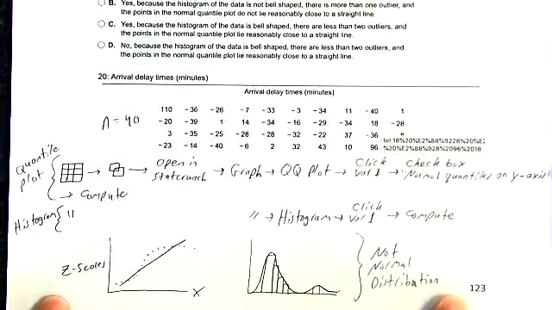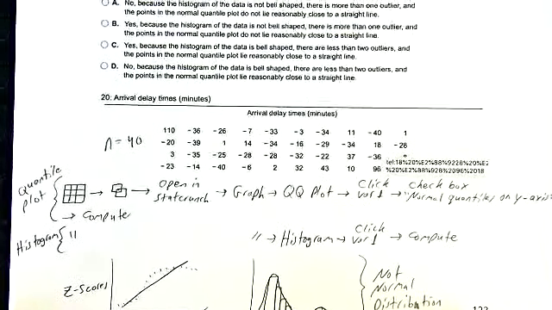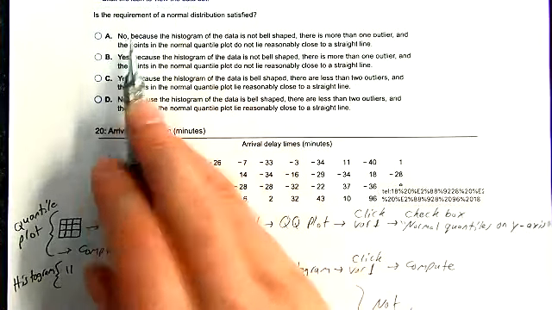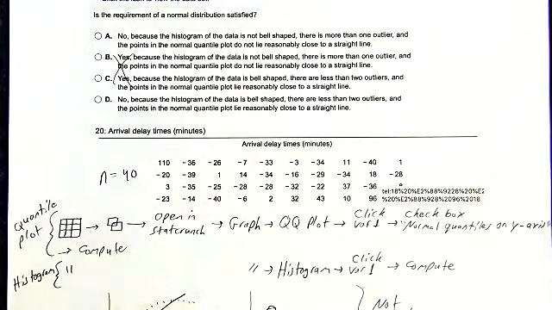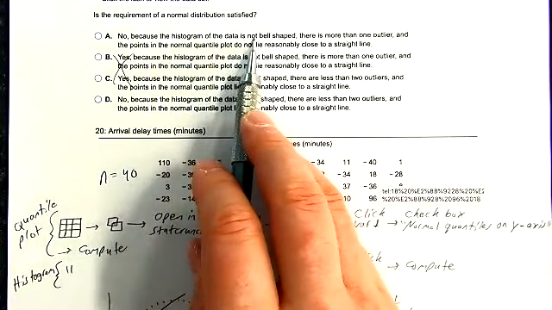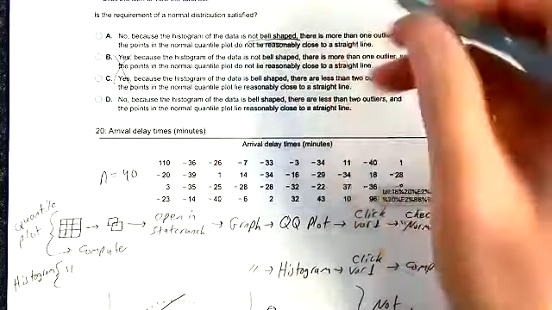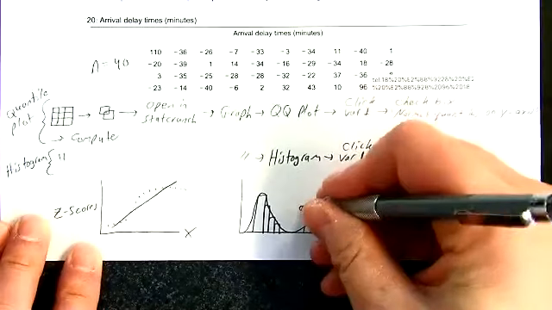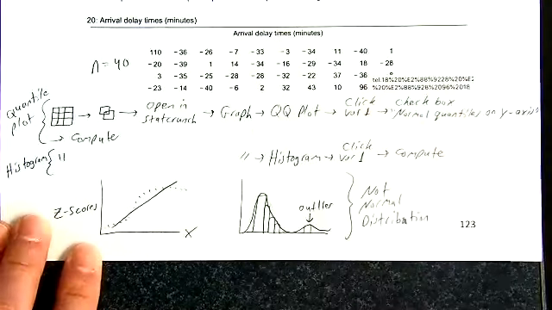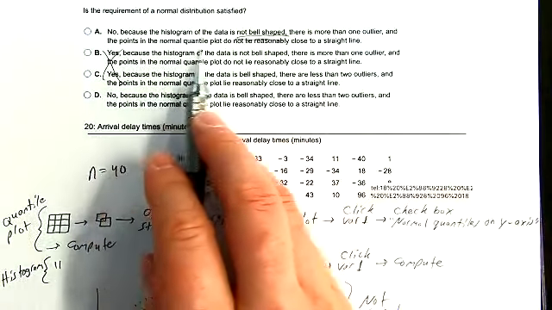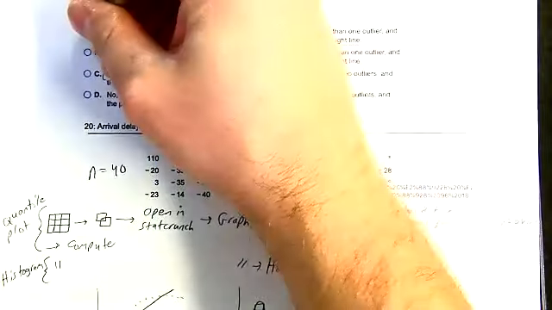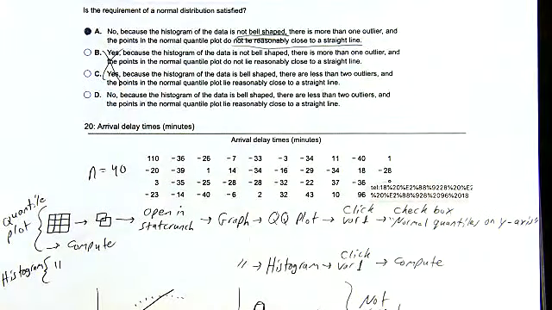It says, is the requirement of a normal distribution satisfied? We would say no. So these yeses are gone. No, because the histogram of the data is not bell-shaped. That's true. There is more than one outlier. This would be considered an outlier because it's way away from the others. And the points in the normal quantile plot do not lie reasonably close to a straight line. So that's all the correct verbiage for what we saw in those two pictures.